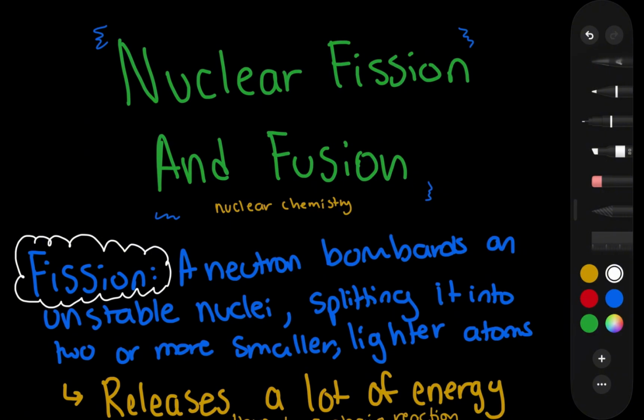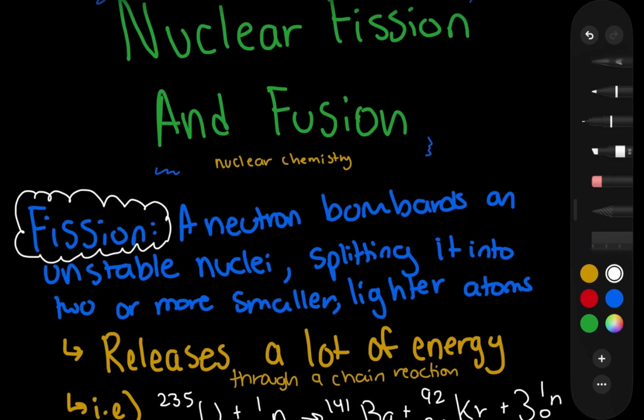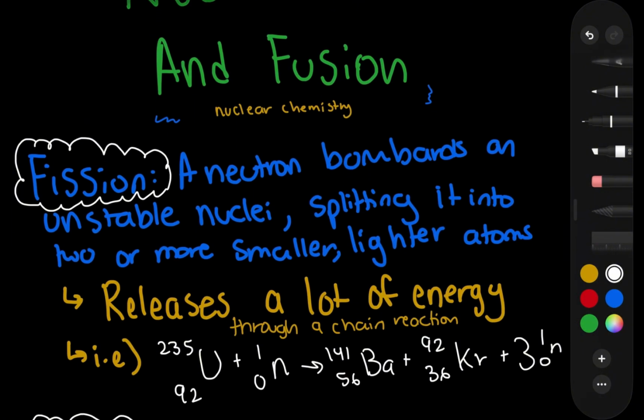Today we're going to be talking about nuclear fission and fusion and nuclear chemistry. So fission is when a neutron is bombarding an unstable nuclei, splitting it into two or more smaller and lighter atoms. And this type of fission reaction is going to release a lot of energy, especially through a chain reaction. So once the neutron hits the uranium, which is an example, it's going to keep on hitting it and hitting it and hitting it. And the energy is going to progressively start to decrease.